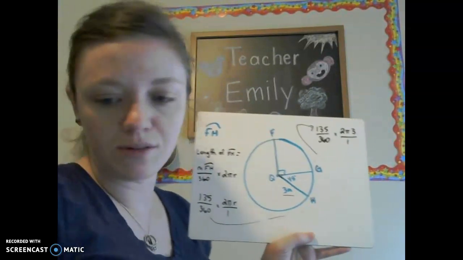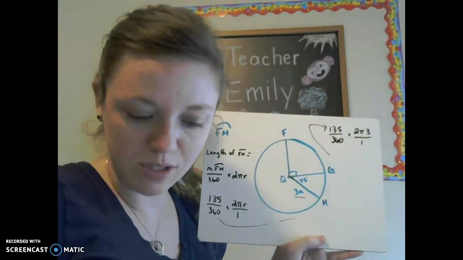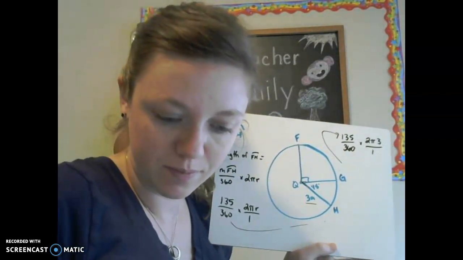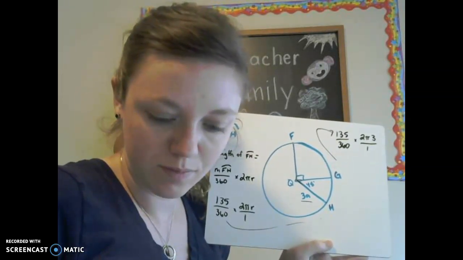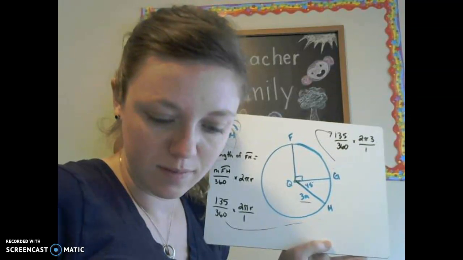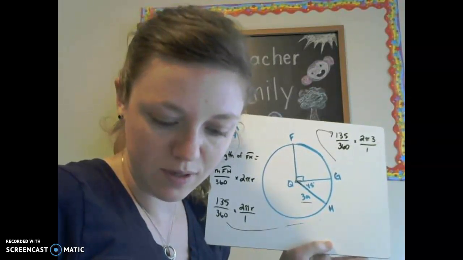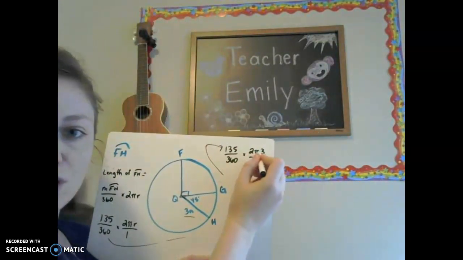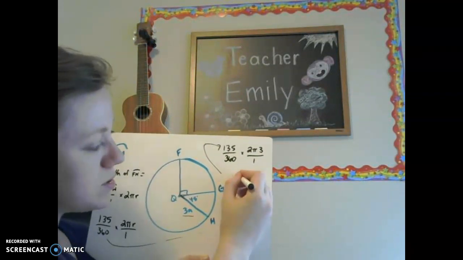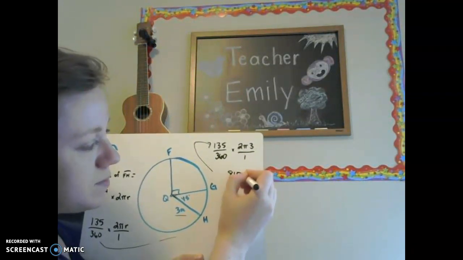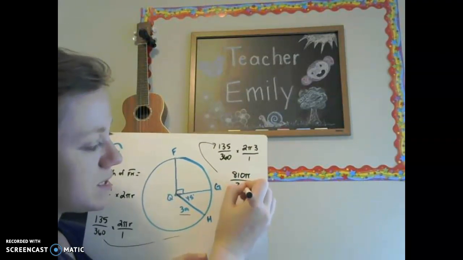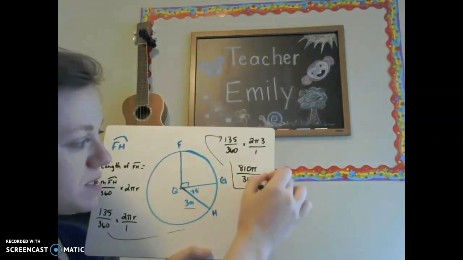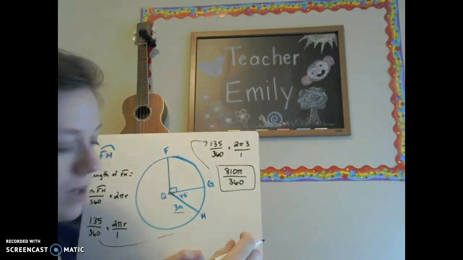So let's take 135 times 2 times 3. I need to use my calculator for this one. To simplify this, I don't know, 135 times 2 times 3, okay, 810. So I'm taking 135 times 2 times 3 for the top number, so 810 pi divided by 360. Alright, so we need to just simplify that. That's technically the answer, but we need to simplify it. So let's see what we can do.